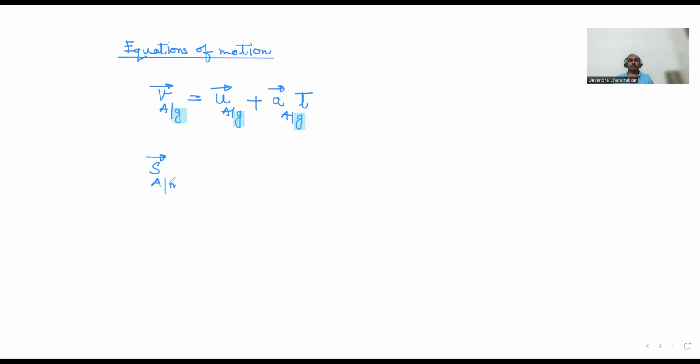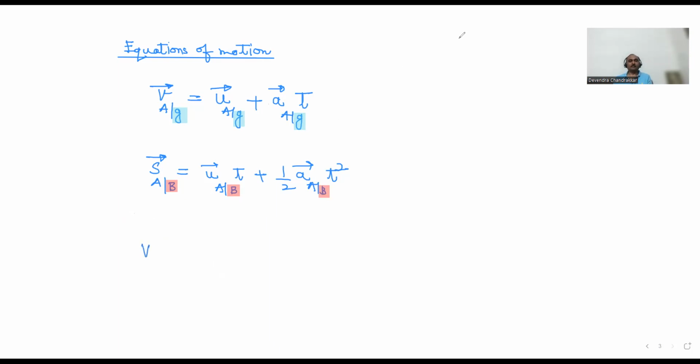Suppose I am finding the displacement of particle A with respect to some frame of reference B. This is equal to u_AB t plus half a_AB t square. So if I want to find displacement with respect to frame B, I should know the initial velocity with respect to frame B and the acceleration with respect to frame B. Of course, the acceleration should be constant. That is the first condition, right?